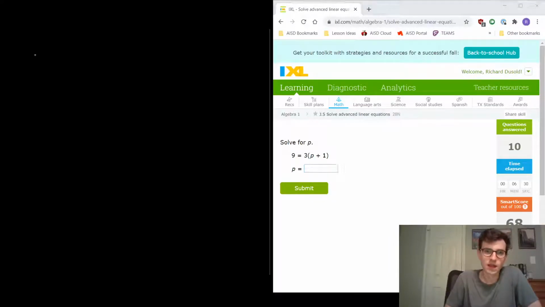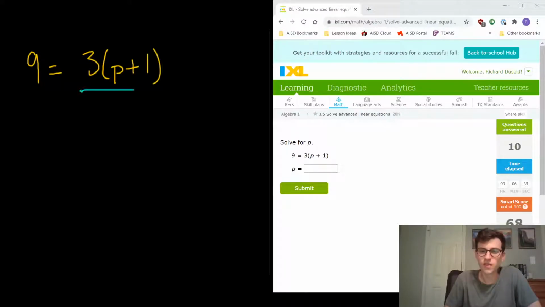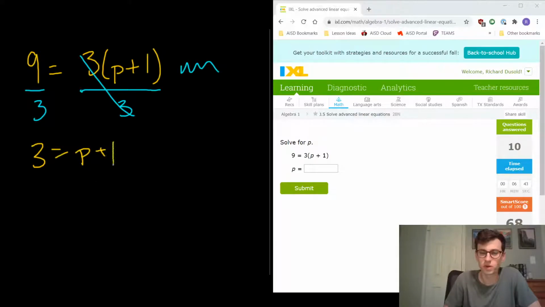Okay, 9 equals 3 times (p plus 1). Again, because there's nothing added or subtracted outside of that, right? I don't have anything else going on over here. I can divide both sides by 3. 3 equals p plus 1, minus 1, minus 1, 2 equals p. So that's pretty good right there.